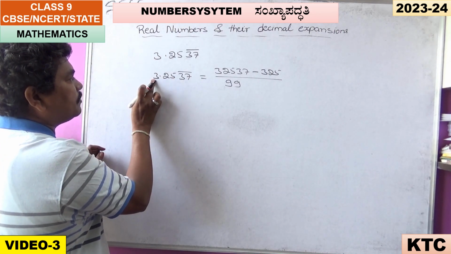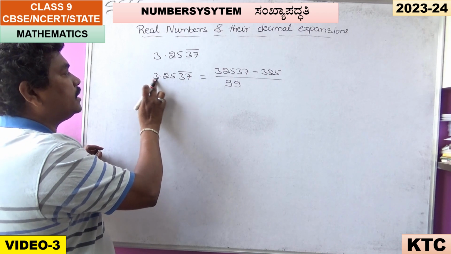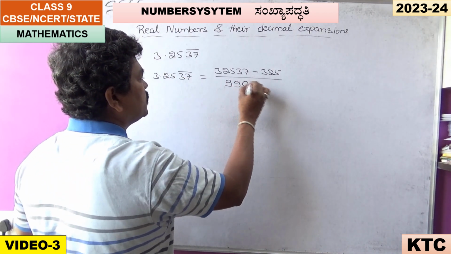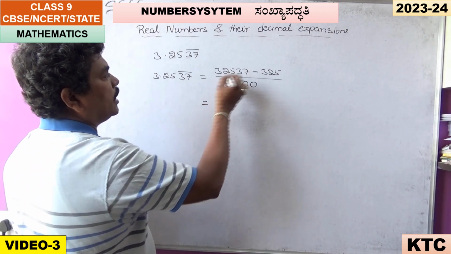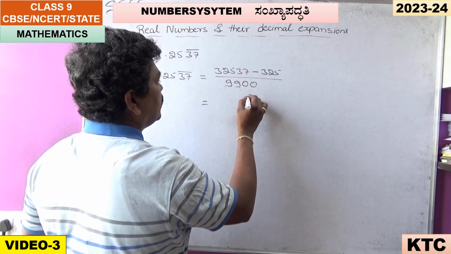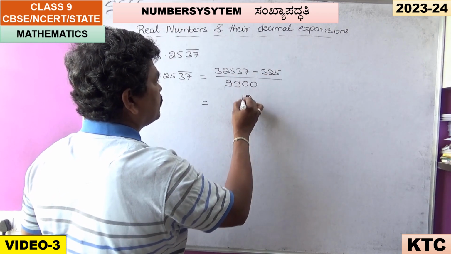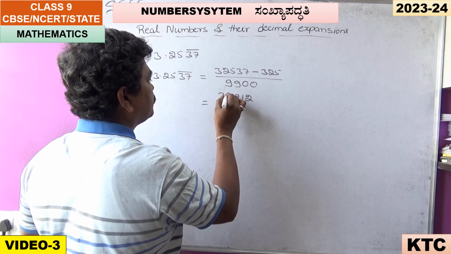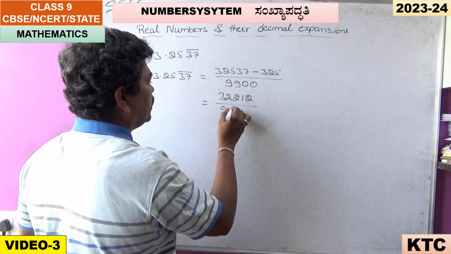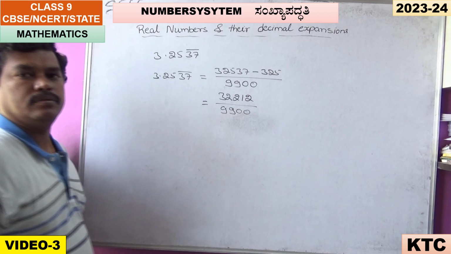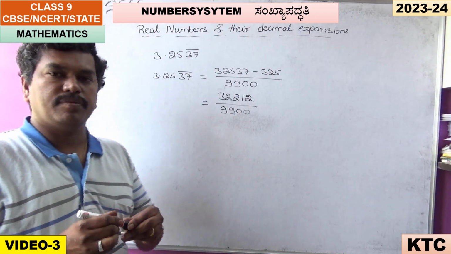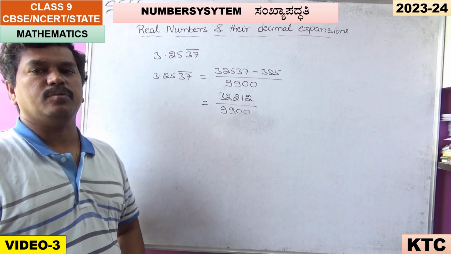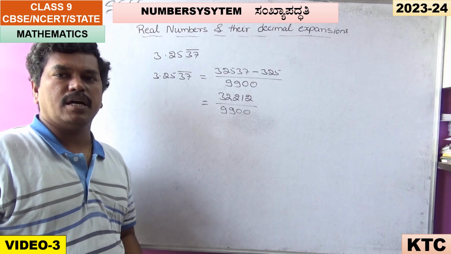How many digits here? You don't consider this for writing the zeros. From the decimal to this side, from the bar to this side, 2 digits are there, so write 2 zeros. Subtract: 7 minus 5 is 2, 3 minus 2 is 1, 5 minus 3 is 2, and 3 2 remains as it is. Divided by 9900. This is the rational number for the decimal expansion of this one. You can do this easily by the easy method. If you do it by the expand method also, the same comes.